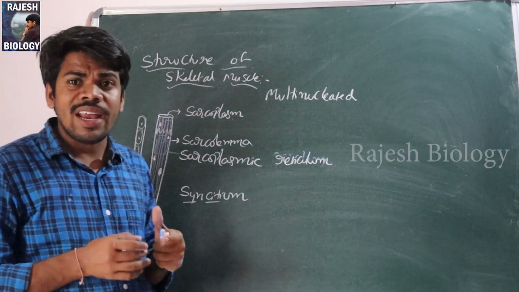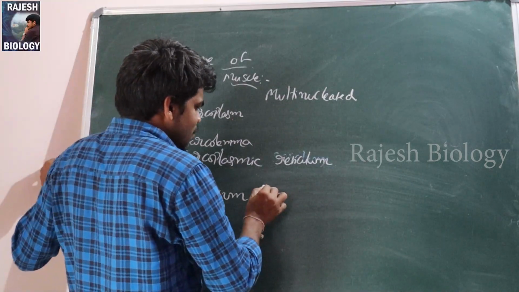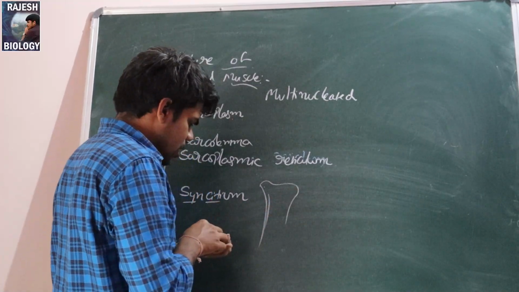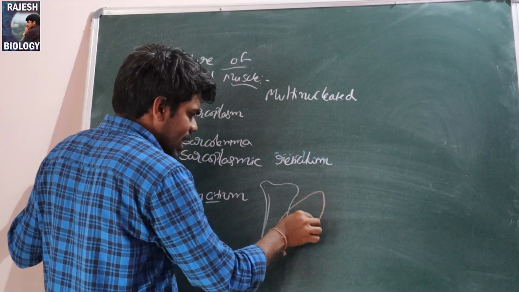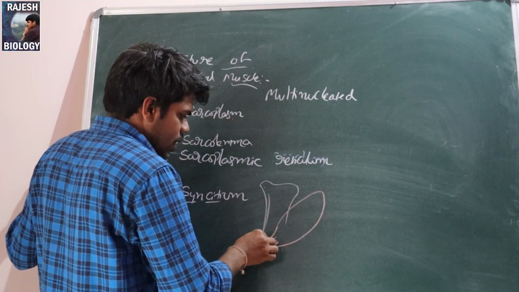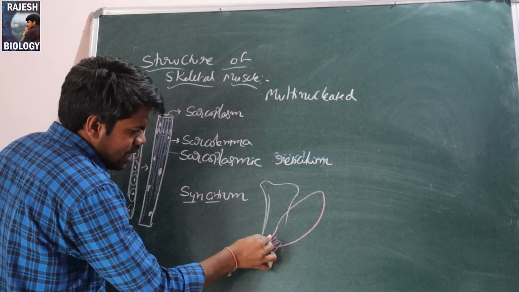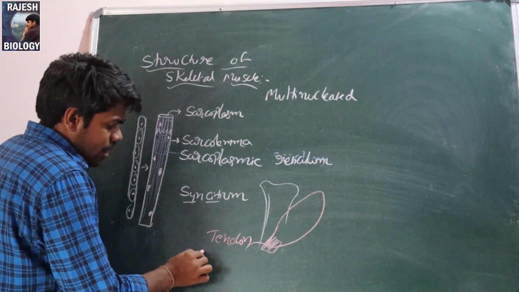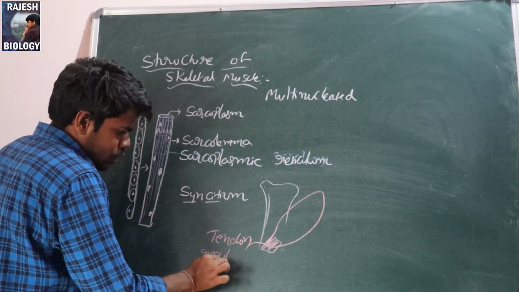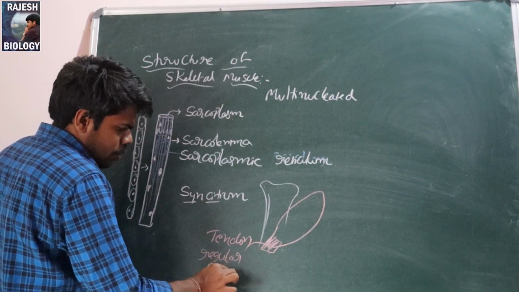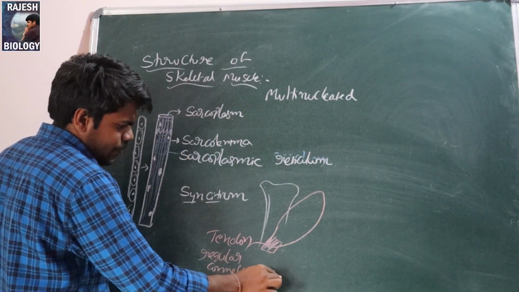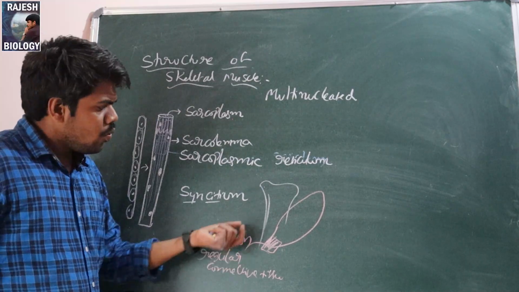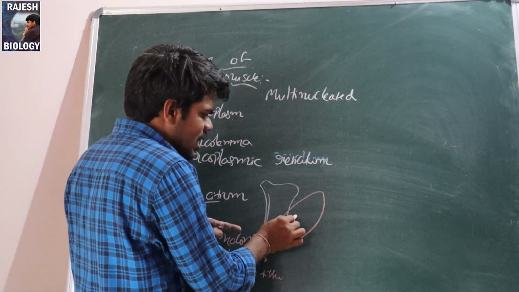We have to discuss the entire skeletal muscle. Just imagine this is the bone, and to this bone the muscle is attached like this. The structure which attaches the muscle to the bone is called tendon. Tendon is a connective tissue, a dense regular connective tissue. Of course, it is not related to the connective tissue topic. We have to go for the muscle structure. So this is the muscle and this is the bone.